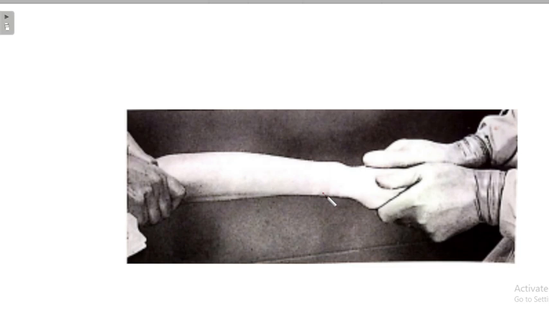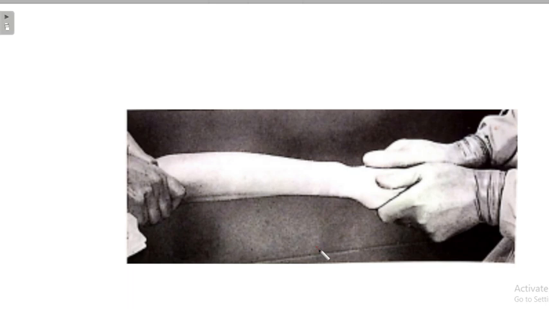Now this image you can see is the first step in the reduction of fracture of the lower end of the radius. With backward tilting of the distal fragment, traction is being applied to disimpact the fragments. So this is the first step in the reduction, where traction is being applied to disimpact the fragments, right?